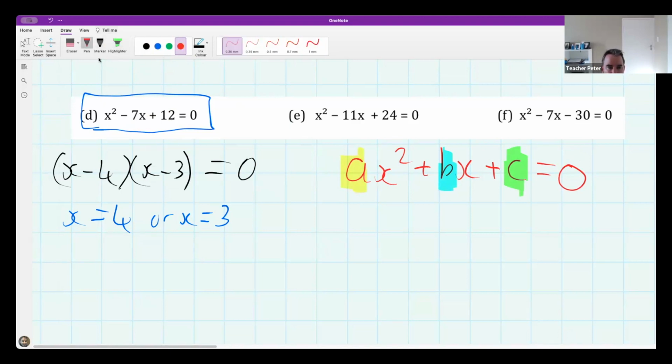I want you to look at this equation over here and tell me what is a, b, and c in the one that I've highlighted yellow. And I want you to put that in the chat.